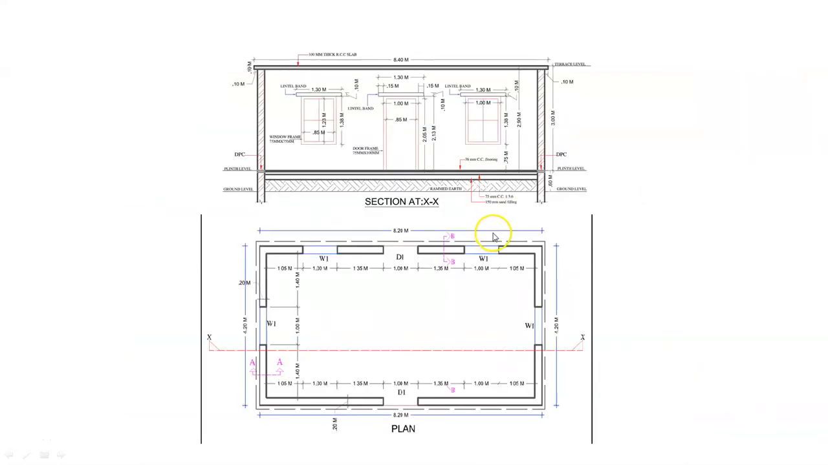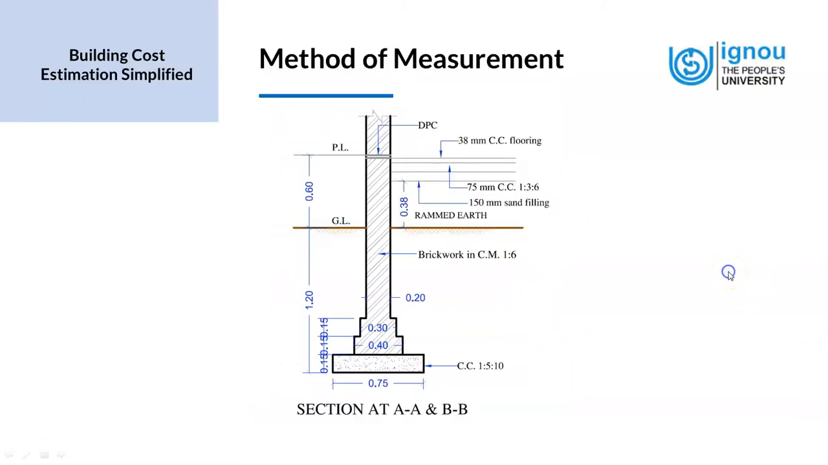This is an image of the section and the plan kept corresponding to each other so that we get an idea of how they are placed. So we have this drawing here. We have discussed these in the previous slide, so we move on to the next one.